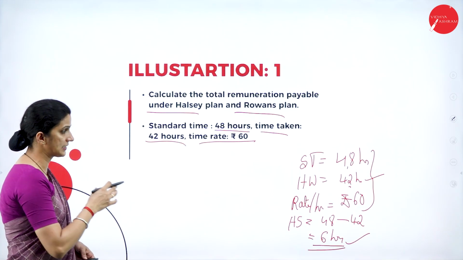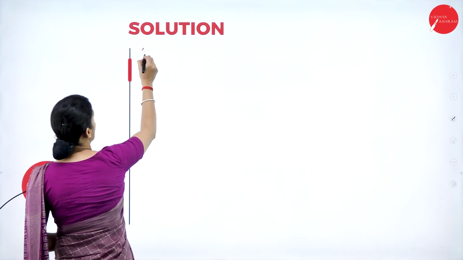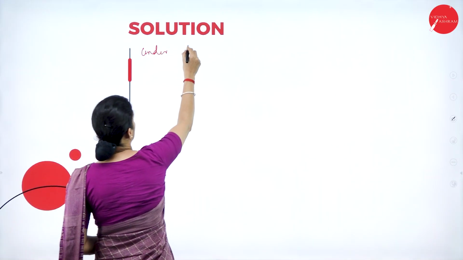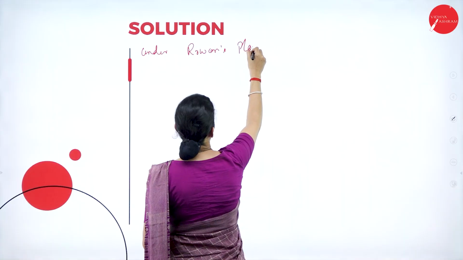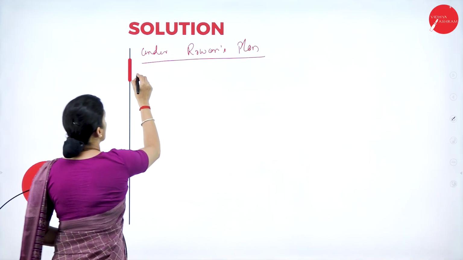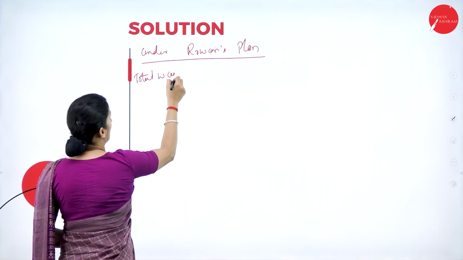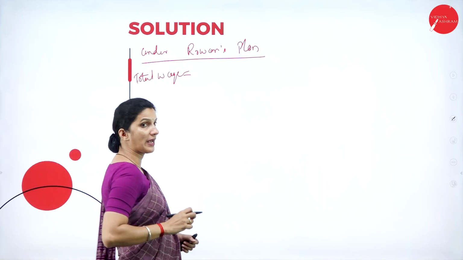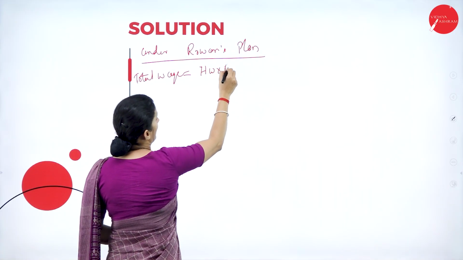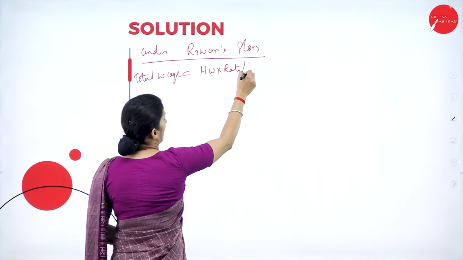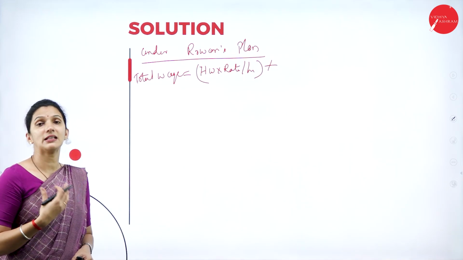So, for the same details, now we will apply Rowan's formula. Next we will calculate under Rowan's plan. Under Rowan's plan, the total wage formula is: first the basic wage calculation, that is hours worked into rate per hour. Plus he will get the bonus.